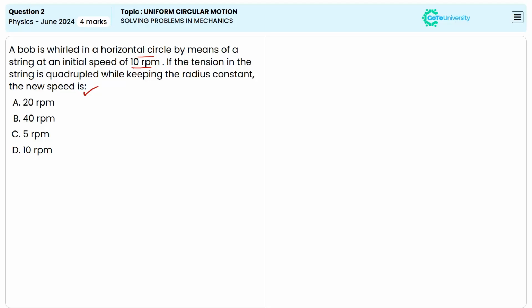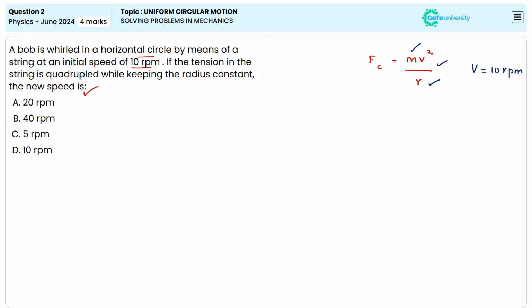It's known that the motion of a bob in a horizontal circle will be governed by the relation between centripetal force and the speed of the bob, whereas the centripetal force is provided by the tension in the string, which can be written as an equation Fc = mv²/r. So here m is representing the mass, r is representing the radius, and v is representing the value of initial speed, whereas the initial speed is given as 10 rpm, rotations per minute.